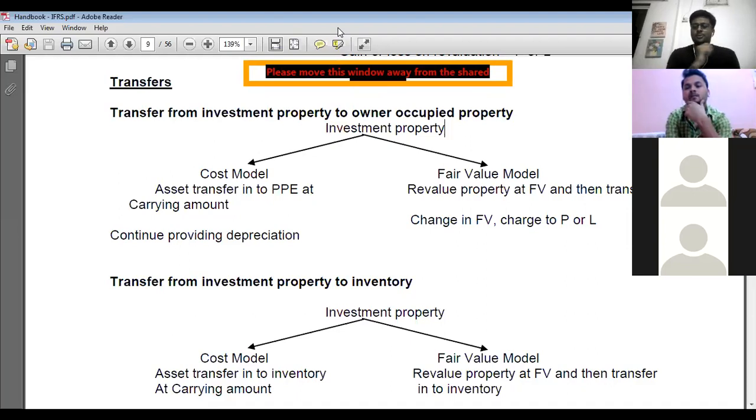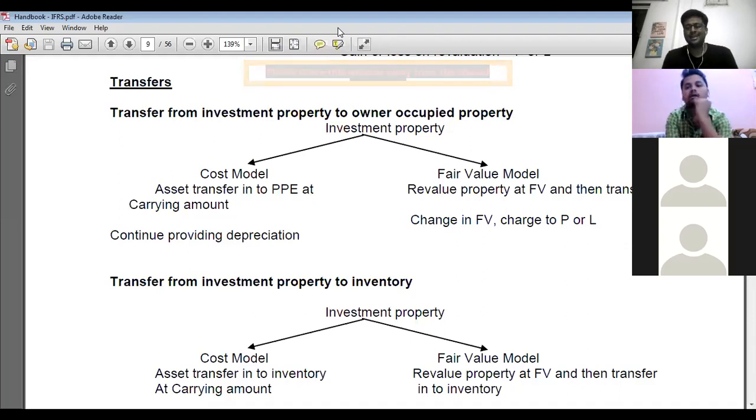The gain will be recorded in the profit and loss account. If the value is decreasing, then there is a loss. So we'll decrease the value of the asset and we'll record the loss in the statement of profit or loss. And after that, the asset will be transferred to property, plant and equipment. So say 15 was the asset, 16 is the value.